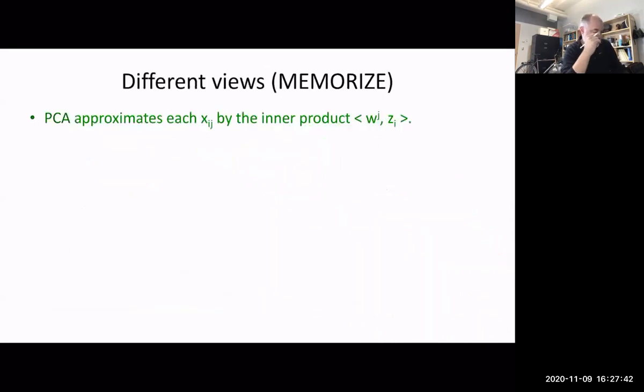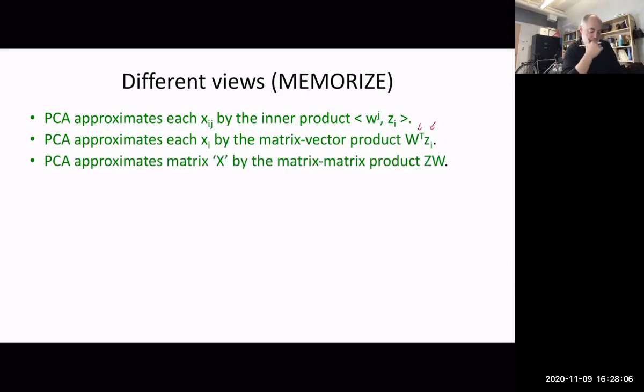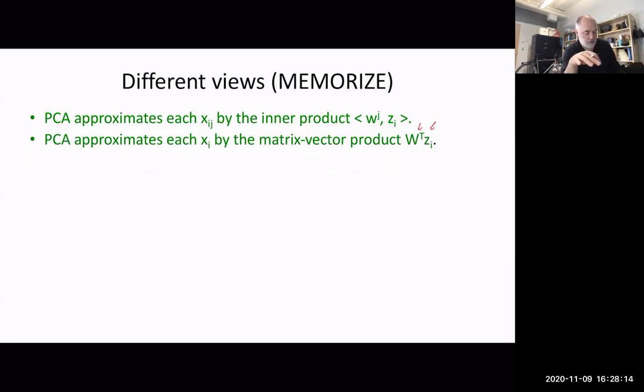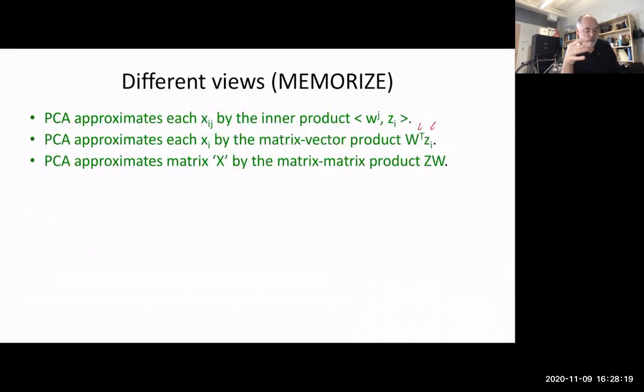Fine. So PCA approximates each entry of the data matrix by an inner product. PCA approximates each row of a data matrix by a matrix vector product. That makes more sense. These are the weights, these are all of the axes, and that gives you where you are in space by just weighting up those axes. And in the notation that we use, PCA approximates the matrix X directly by the matrix product ZW.